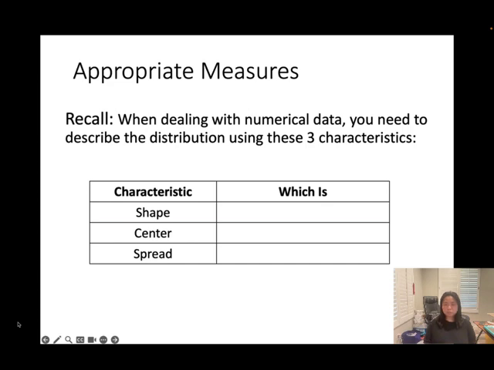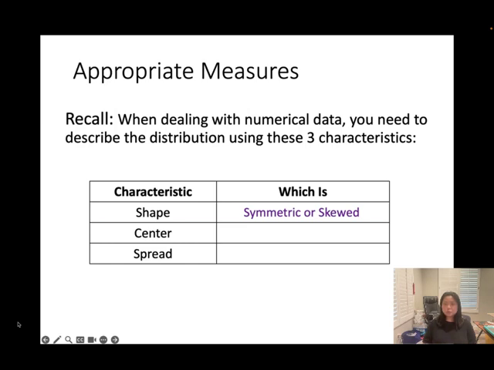First one, the shape of the distribution. It can be normal distribution, uniform distribution, or skew to the right or skew to the left. So we could say it's symmetric or skew. Symmetric, we could talk about normal distribution and the uniform distribution. Skew, that will be skew to the left and skew to the right. Okay, how about the center?